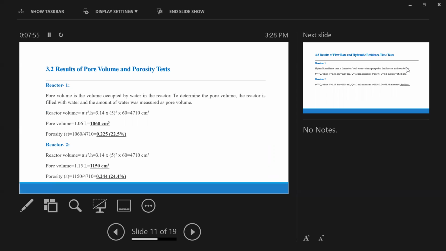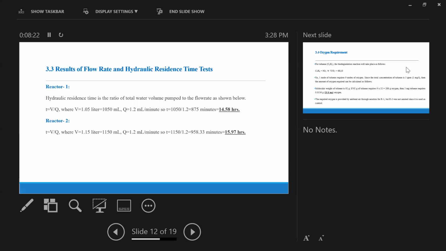Both reactors had a reactor volume of 4,710 cubic centimeters. Pore volume in reactor 1 was 1.06 liters, and porosity was 22.5%. In reactor 2, pore volume was 1.15 liters and porosity was 24.4%. As you can see, both pore volumes and porosity values were similar in both reactors.